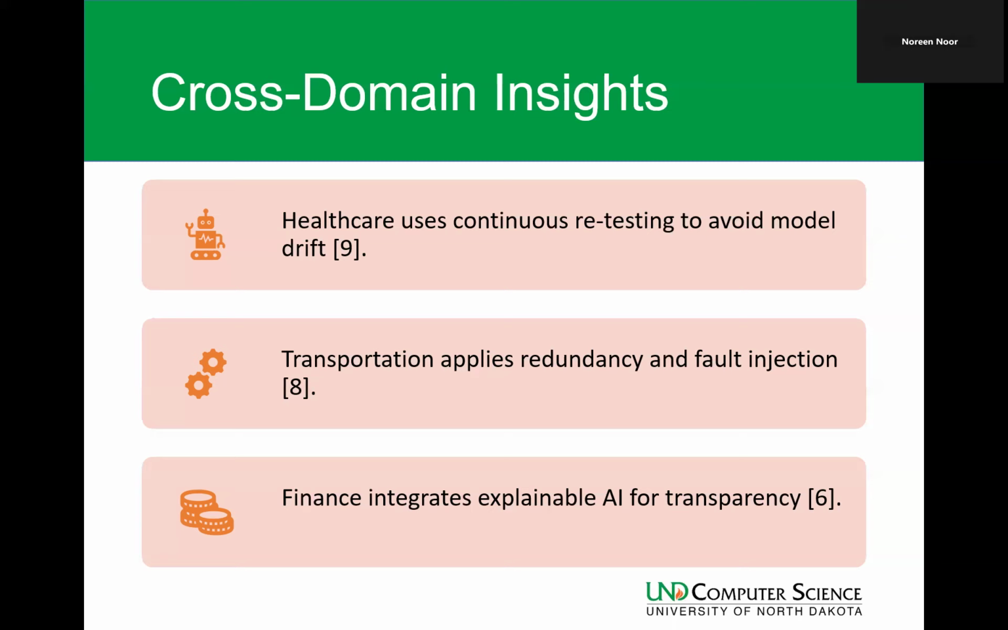If you look at the transportation sector, there's a strong focus on redundancy and fault injection testing. The meaning is that they intentionally introduce small faults to see how systems respond. And in finance, AI is used to make models more transparent and accountable, which is also really important when dealing with safety critical aviation systems.